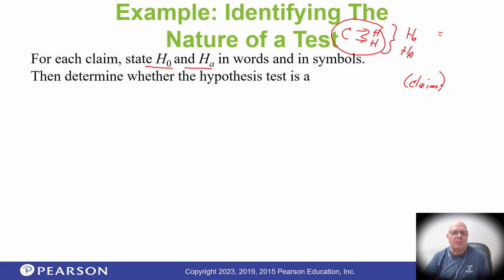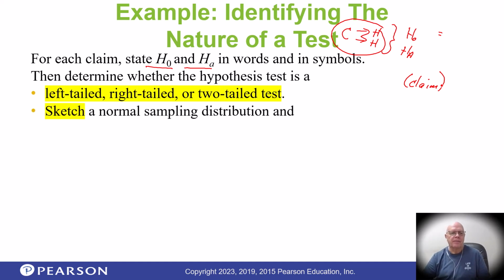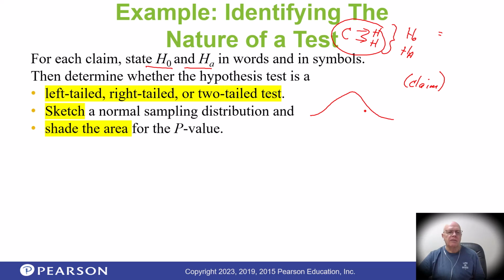So, is the hypothesis test left-tailed, right-tailed, or two-tailed? Sketch a normal sampling distribution. You don't have to be an artist. Just draw a bell curve. Shade the value for the p-value. The area for the p-value will be determined by which tail it is. So if it's a left tail, you'll shade this in like that. And that's going to tell you where the rejection region is.